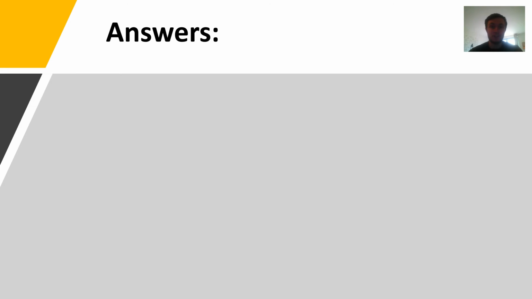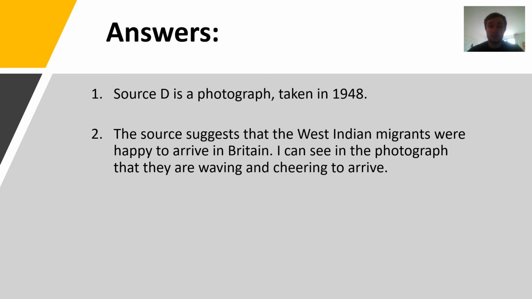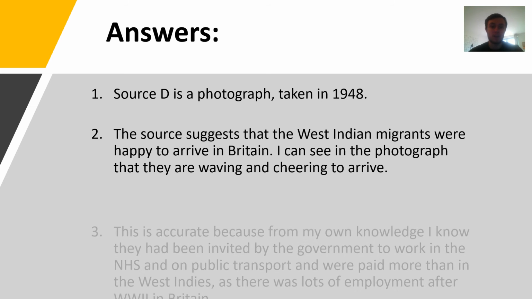So here are the answers. Hopefully you've already written down your answers, so they shouldn't read identically to these 3 answers, but here are 3 example answers. 1, source D is a photograph taken in 1948. You should have something fairly similar to that. 2, you might have something very different, but here's an example answer. It suggests that the West Indian migrants were happy, because you can see in the photograph from their body language they're waving and cheering as they arrive in England. You could have other suggestions as well, so use common sense to see if you were right for that one.